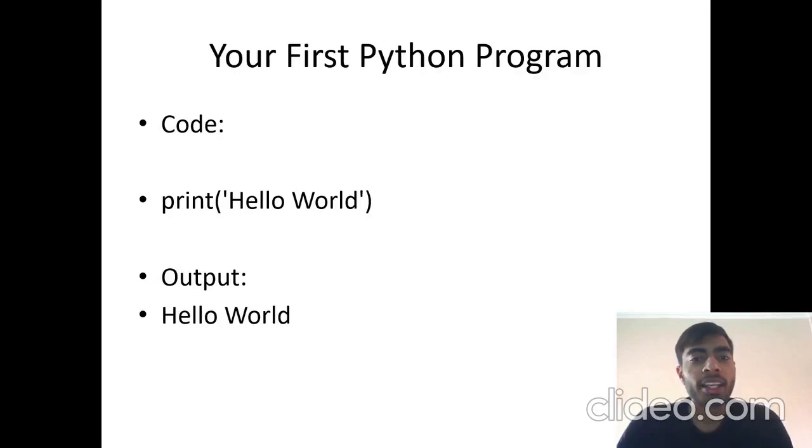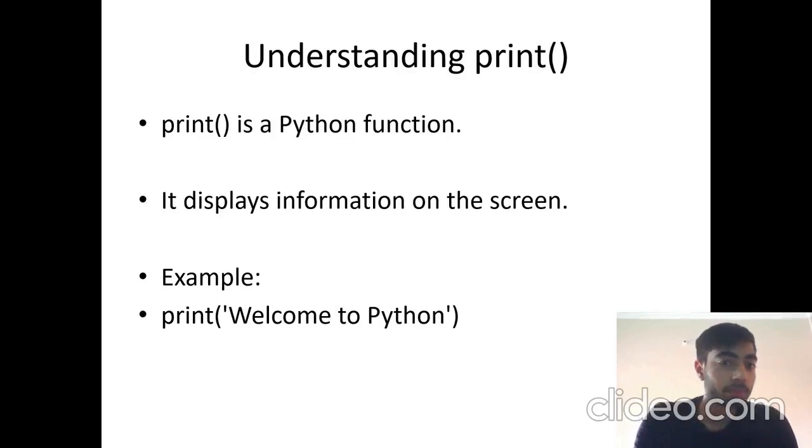Now it's time to write our first Python program. The code is very simple. We use the print function and write the message Hello World inside quotation marks. When we run this command, Python displays the text Hello World on the screen. This is traditionally the first program that beginners write when learning any programming language because it helps us verify that our programming environment is working correctly.